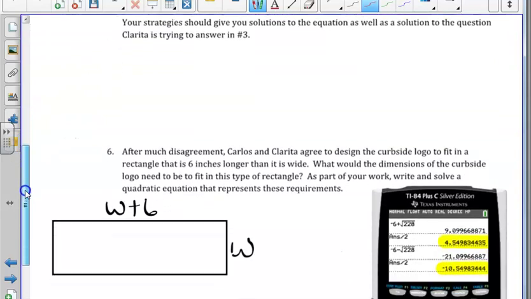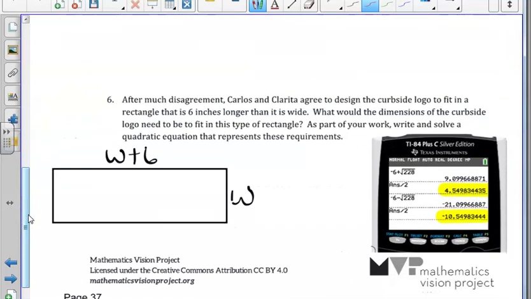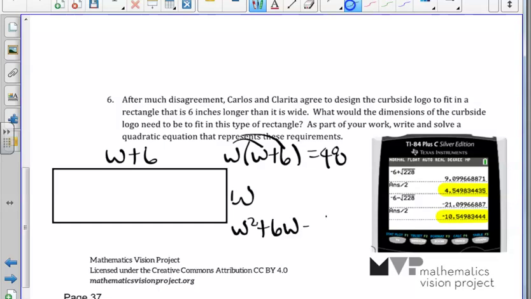Looking now to number 6. After much disagreement, Carlos and Clarita now want to design a curbside logo that is 6 inches longer than it is wide, such as in the diagram here. We need to try then and solve the equation w times (w + 6) = 48. We see that when we distribute the w, we get the quadratic function w squared plus 6w minus 48 equals 0. However, in this equation, we cannot factor it, as there are no two factors that multiply to -48 that add to 6. Our only option in this one is to use the quadratic formula.